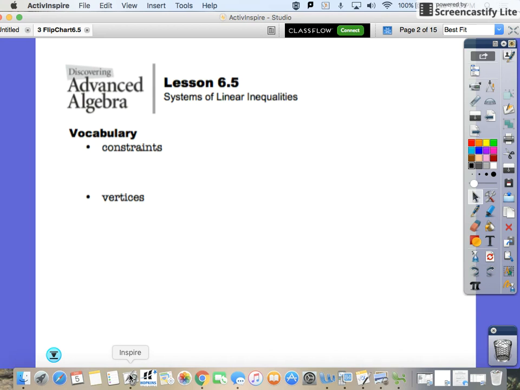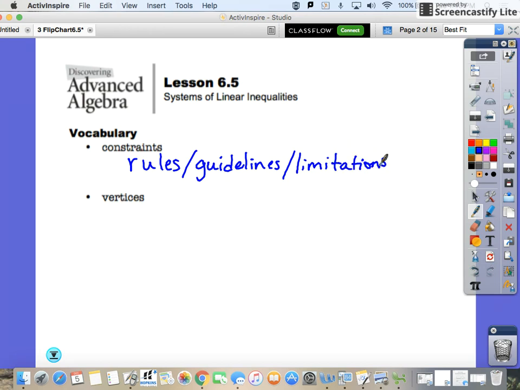The first is constraints. These are just sort of like rules or guidelines or limitations. The next is vertices. These are the corners of the feasible region. This we will define here in just a second. But the vertices are the corners of the feasible region.